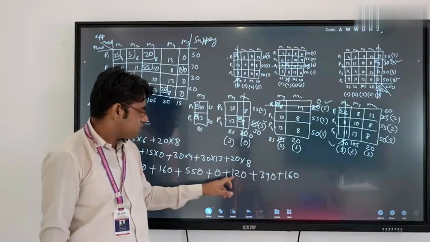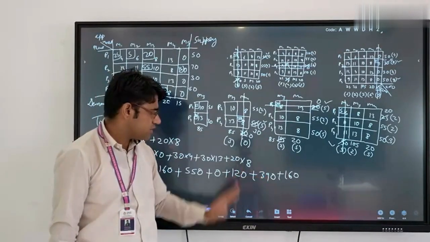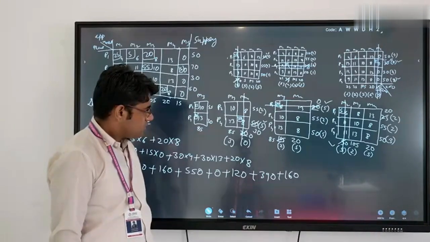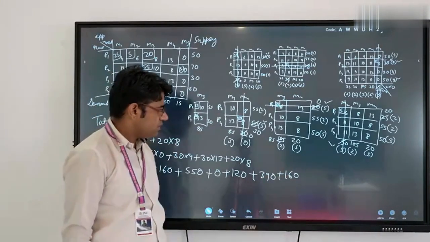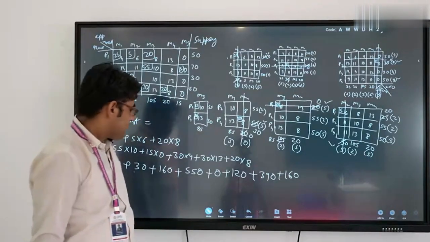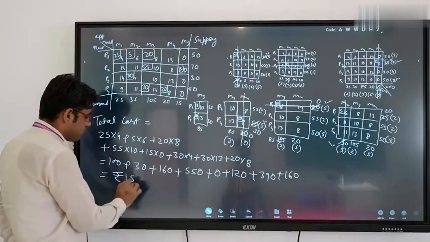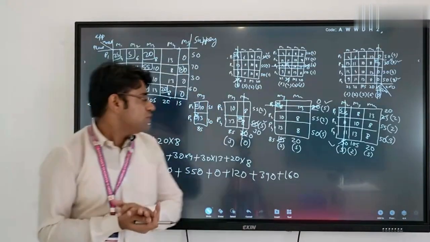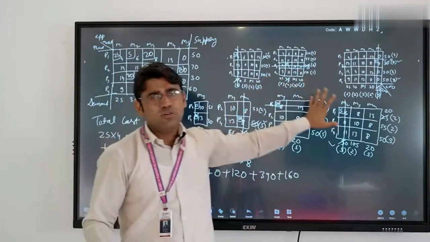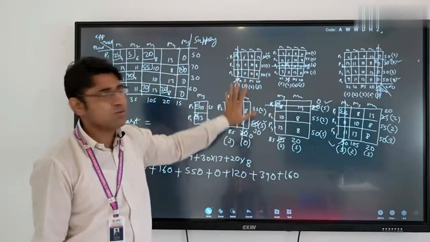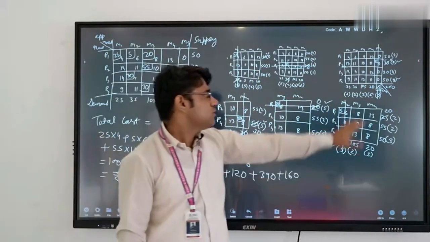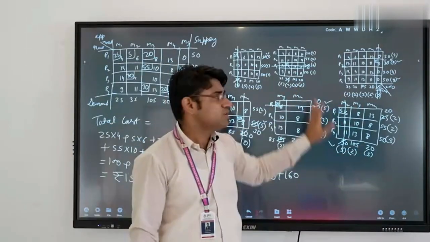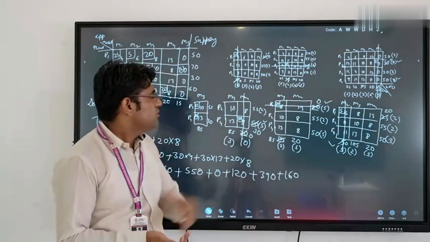So now add 100, 130, 130 plus 290, 290 plus 840, 840 plus 960, 960 plus 1350, plus 160. So the cost is 1510 rupees. So I hope all of you students understand how to find the solution of an unbalanced transportation problem. In this scenario we discussed, first we convert the unbalanced transportation problem into a balanced transportation problem, and after that solve it with Vogel's approximation method.